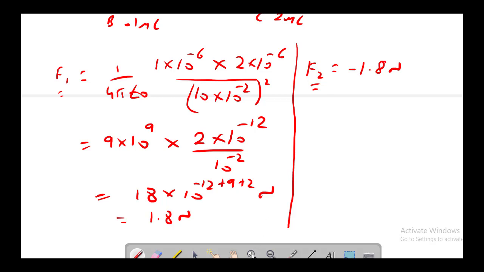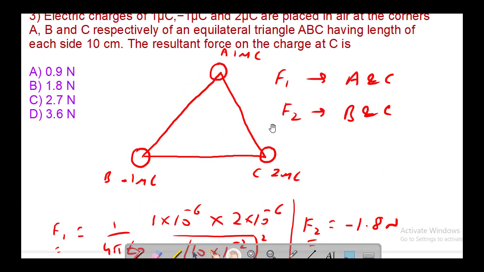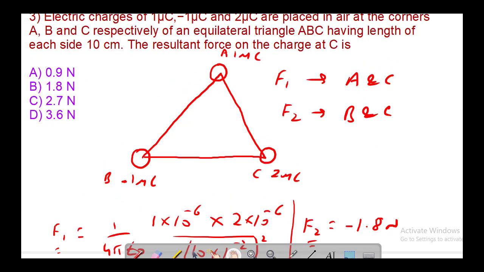Okay, now we come to the diagram here. In this case what we see is A and C both have the same sign, so there is a force of repulsion. Because of repulsion, the force F1 acting on C will be going out. And between B and C, because one is negative and one is positive, there is a force of attraction. So this is how the force will act.